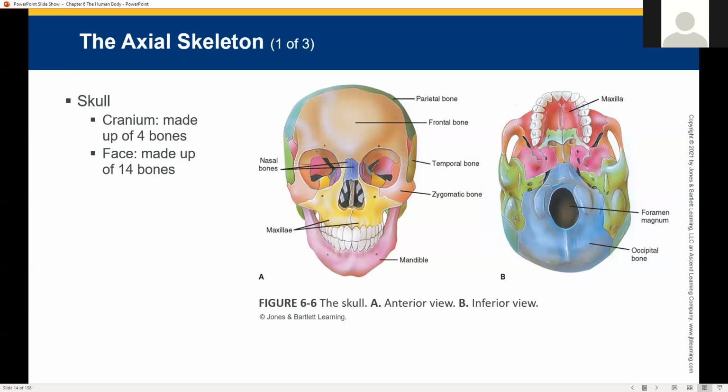Anyway, on the right side, you see the foramen magnum, and the foramen magnum is very, very important. That's where the spinal cord and the brain actually attach. So there's part of the brain called the brainstem that actually comes out through the foramen magnum.